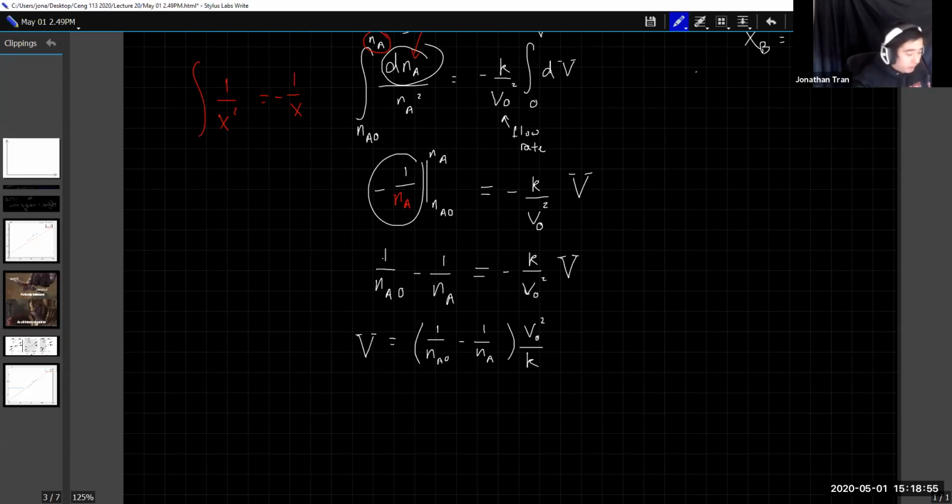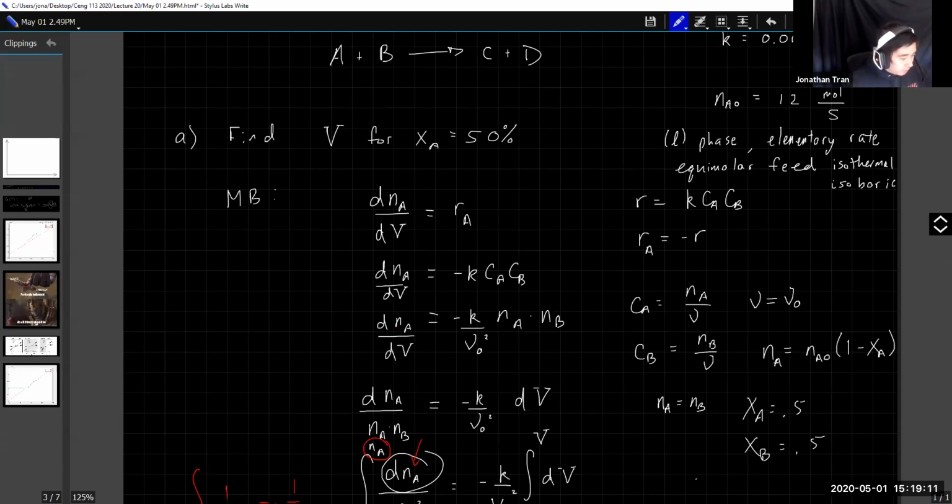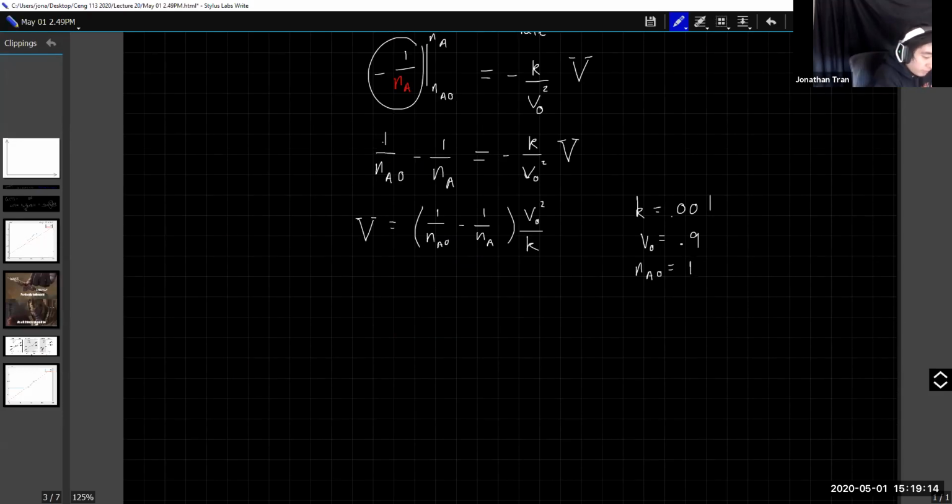And given the information that we started with, which was that K is equal to 0.001, V naught is equal to 0.9, NA naught, I think I forgot to give that, but NA naught should have been given as 12. Yes, it was 12 moles a second. Plugging all these numbers in, we get that V is approximately 67.7 meters cubed, which, if you aren't aware, is an enormous size.